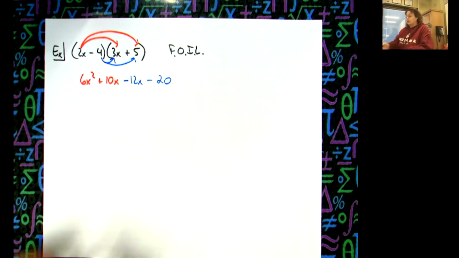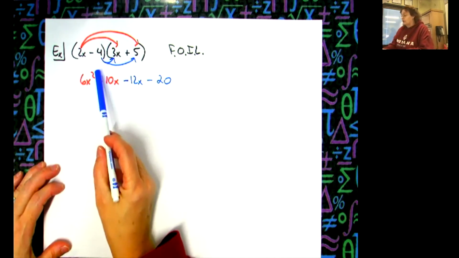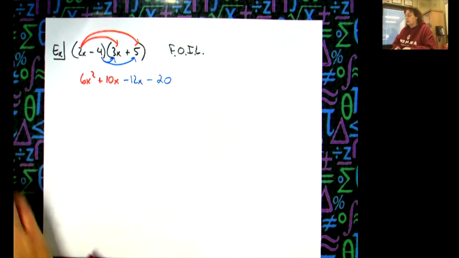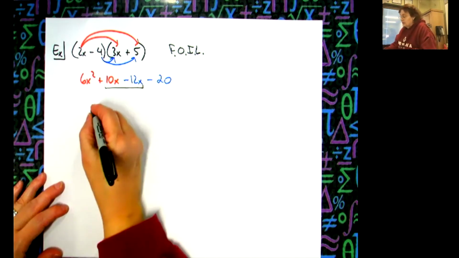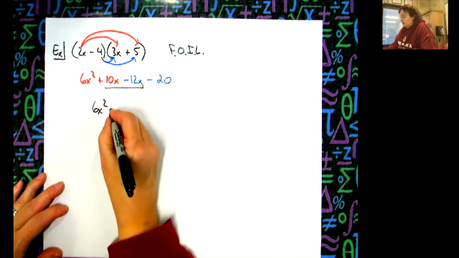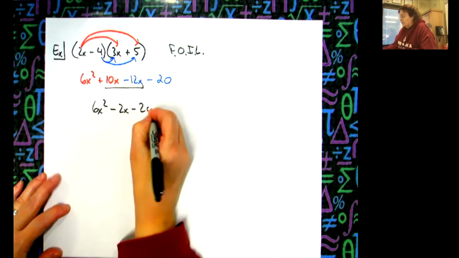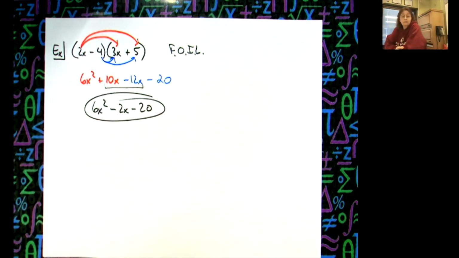So you can clearly see where these 2 came from distributing the first term, these 2 came from distributing the second term. And again, we've done this so much, you should already be really good at this. 6x squared minus 2x minus 20 there. And I've got a nice little trinomial. So I just wanted to do one like that.